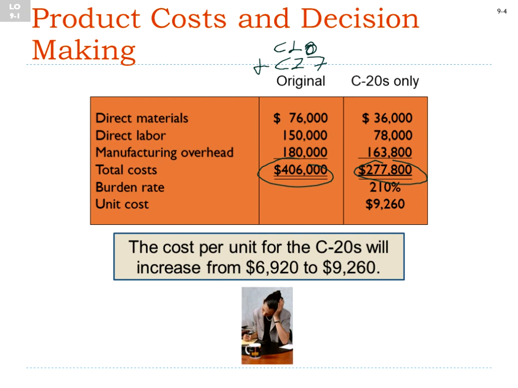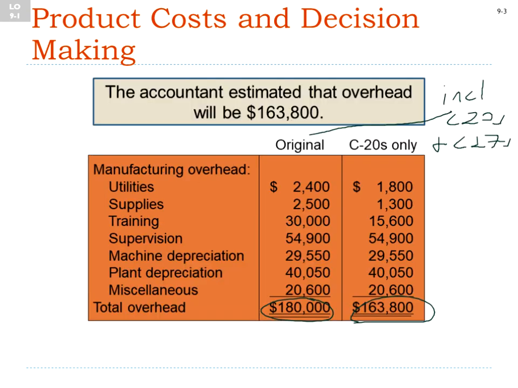So these examples demonstrate the effect of fixed costs. Remember that there are some costs that will still be incurred no matter what in the short run. And so if you look at the prior slide, depreciation stays the same. Machine depreciation, if you do both C-20s and C-27s, is $29,550, and that's the same thing whether or not you do both the lines or just one. Plant depreciation is the same, miscellaneous is the same, and supervision is the same.